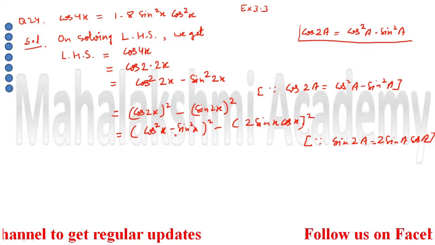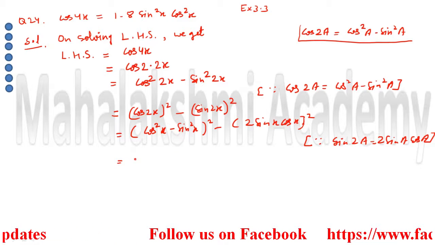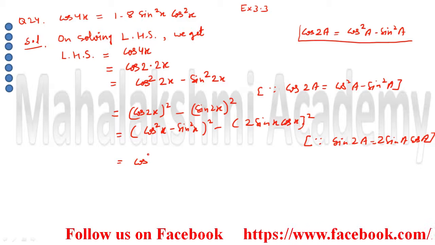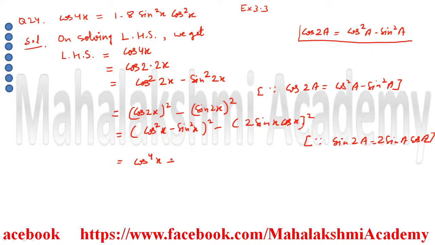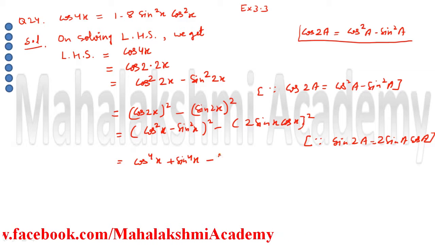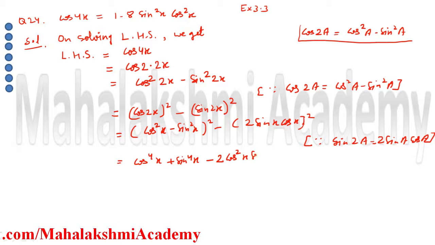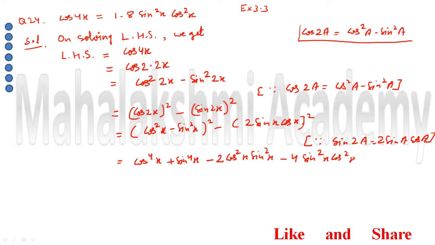Now when we open the bracket we have to open it by the a minus b whole square formula. So we will get a square, that means cos square square, that's why cos 4x. Then b square means sin square square, that will give us sin 4x. Then minus 2ab, so minus 2 cos square x sin square x. And here, students, 2 sin x cos x whole square, when we do it, we will get minus 4 sin square x and then cos square x.